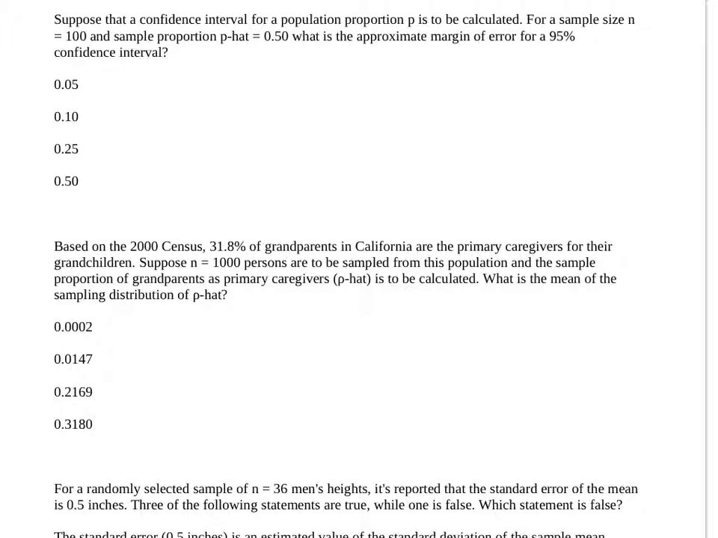Suppose that a confidence interval for a population proportion p is to be calculated. For a sample size n equals 100 and a sample proportion p hat equals 0.50, what is the approximate margin of error for a 95% confidence interval? Again, I'm going to just write this formula again. Right here we have p hat plus or minus z star times standard error. And the margin of error is right here.